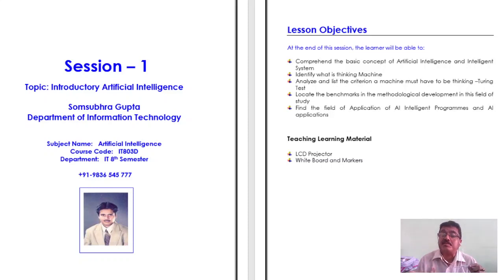A machine is said to be qualified as a thinking machine if it satisfies these 4 criteria, but then computer vision and robotics are added. So here we have listed the lesson objectives suggested in order to have an introductory lesson on artificial intelligence. And then we find the field of application of AI, right? Intelligent programs and AI applications. So this is the lesson objective based upon which we will prepare this topic, introductory artificial intelligence, right?